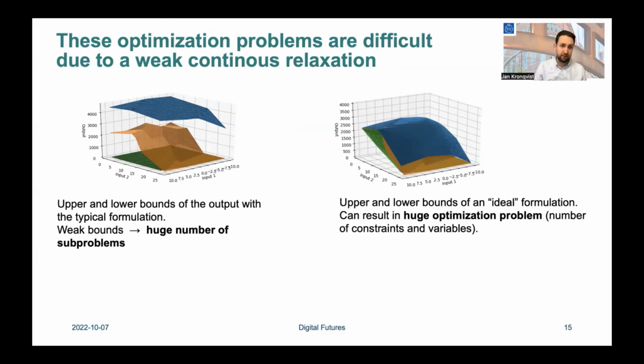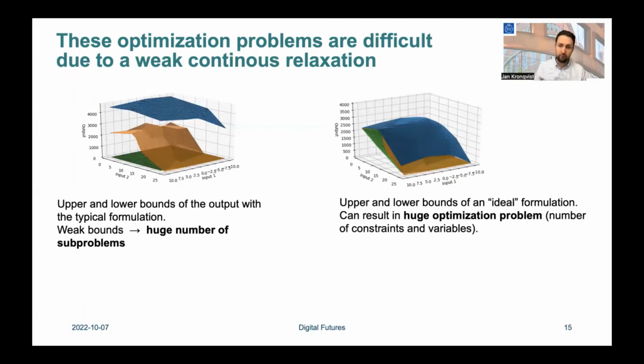This is shown in the picture here on the left, where the orange surface represents how the output of a neural network changes with the inputs, and the blue and green surfaces represent the upper and lower bounds. When we get weak bounds, it can result in a huge number of subproblems in order to get an exact representation of the neural network. And in practice, we may not be able to go through all of these subproblems.